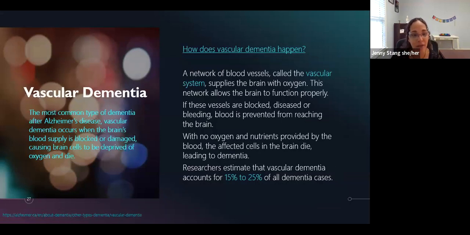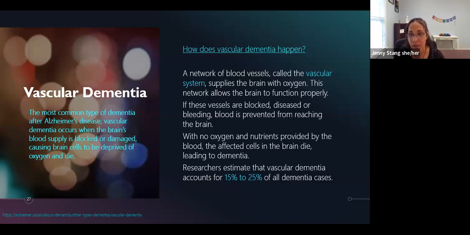Next, we're going to talk about vascular dementia. So this is the most common type of dementia after Alzheimer's disease. And this occurs when the brain's blood supply is blocked or damaged, causing brain cells to be deprived of oxygen and die. So if you remember the graphic from the very beginning of all those little networks of veins and arteries going into the brain, vascular dementia affects those and causes the starvation of the brain cells.